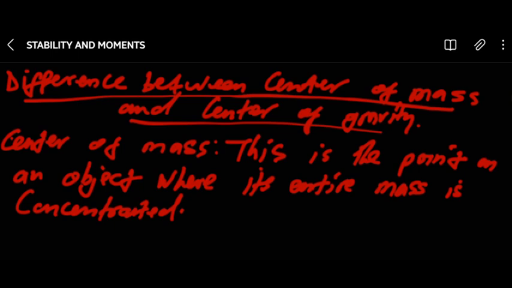Then from the center of mass, we go to the center of gravity. Center of gravity is the point on an object where its entire weight is concentrated.